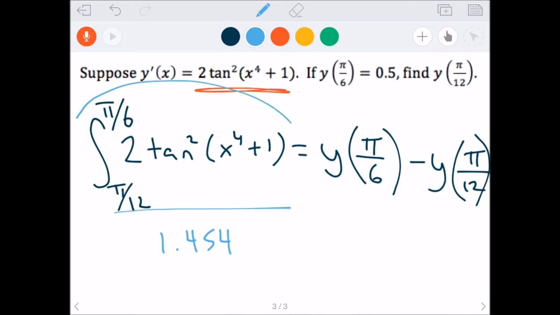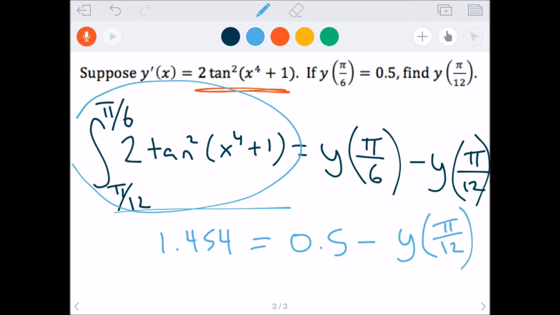This is very important. Whenever you're plugging trig functions into the calculator, make sure that you are in radian mode. You should always be in radian mode on the calculus test. You shouldn't have to do degrees ever. It is equal to y of pi over 6, it told me was 0.5, minus y of pi over 12, which is what I'm looking for.